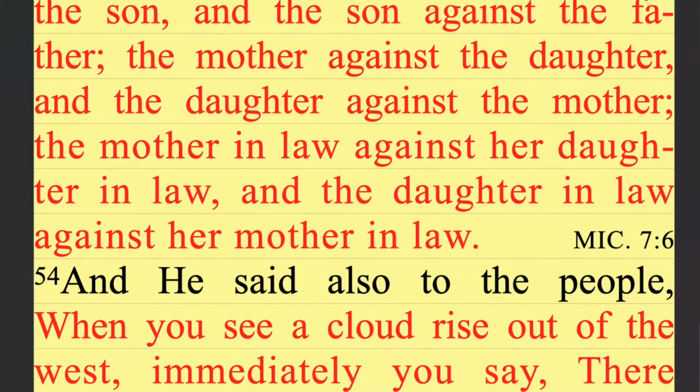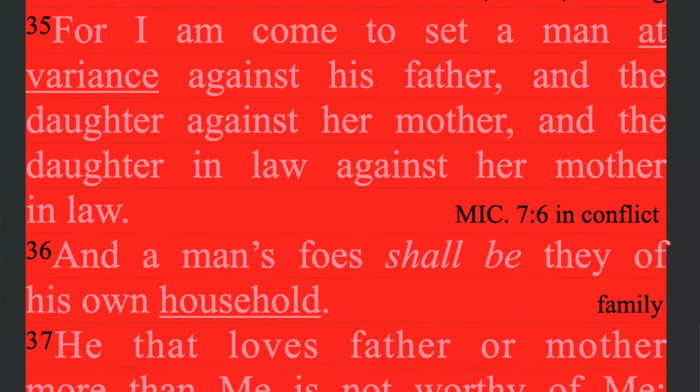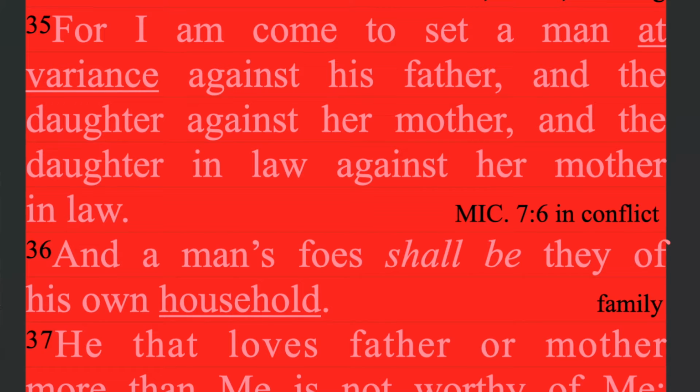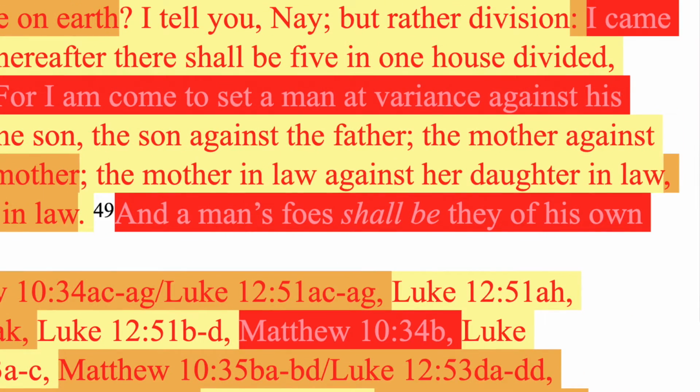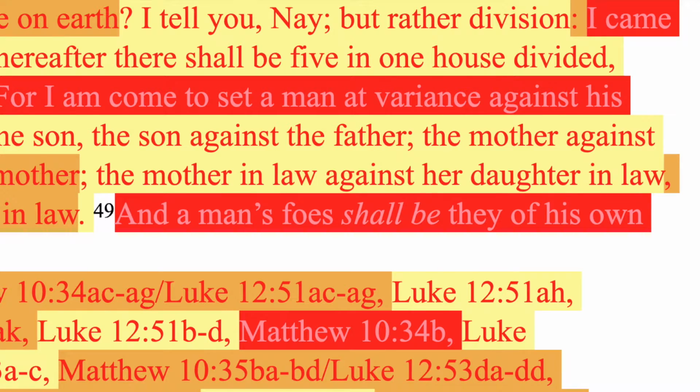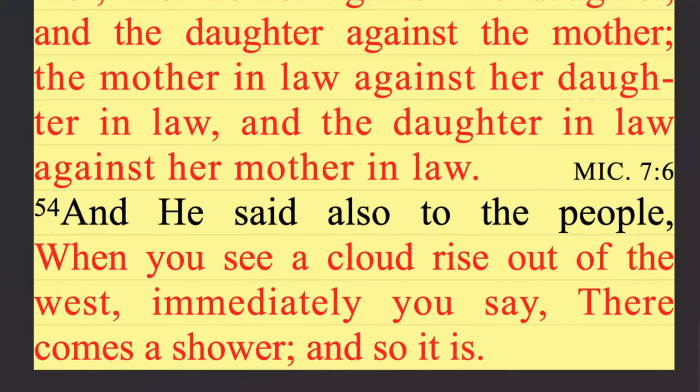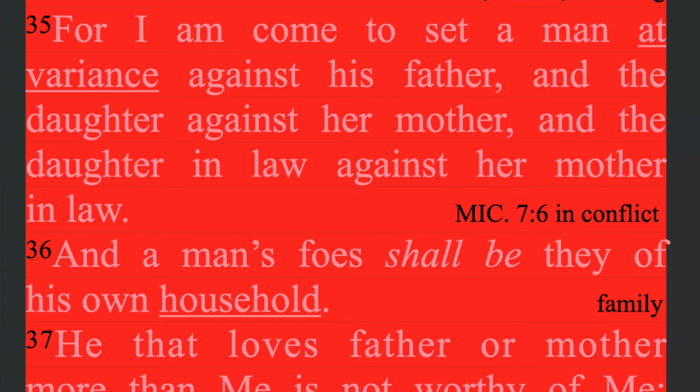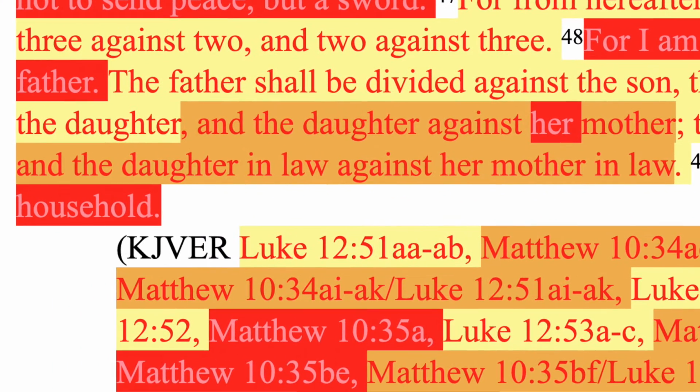The mother-in-law against her daughter-in-law. When it goes to the daughter-in-law, that's where I can combine from Matthew. So right now it's just Luke. No "and", just the mother-in-law against her daughter-in-law. Luke: and the daughter-in-law against her mother-in-law. Matthew: and the daughter-in-law against her mother-in-law. Okay, so the rest is the same. And the daughter-in-law against her mother-in-law.